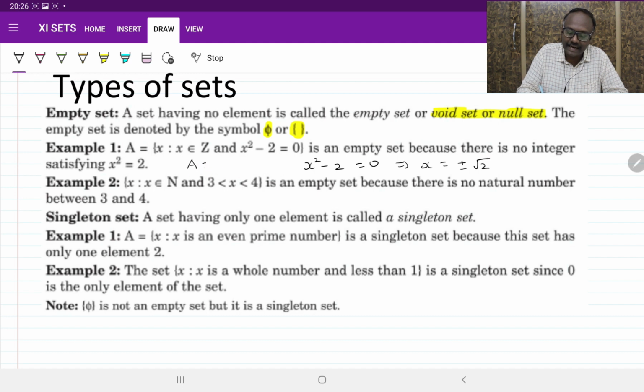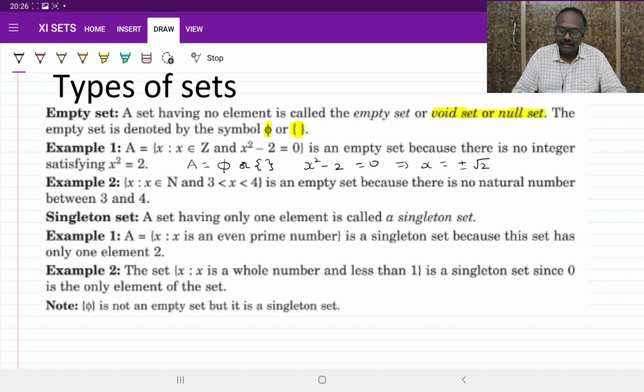So we can write A as the null set, with the symbol phi, or it can also be written as empty braces, where nothing is written within the braces. So this is how we represent the null set.